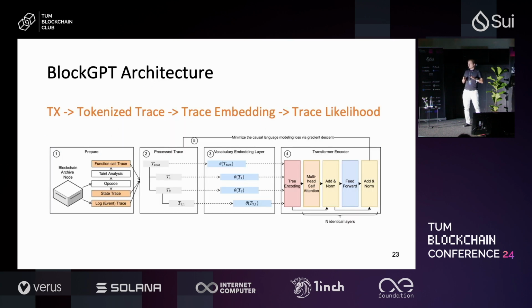If I go a bit more technical, I will just give you a very high-level overview. We take a transaction, and we tokenize the trace of the transaction. A trace is the execution log of a transaction. We embed the trace, and then, with the help of the BlockGPT base model, we can derive a likelihood of how abnormal that transaction is.